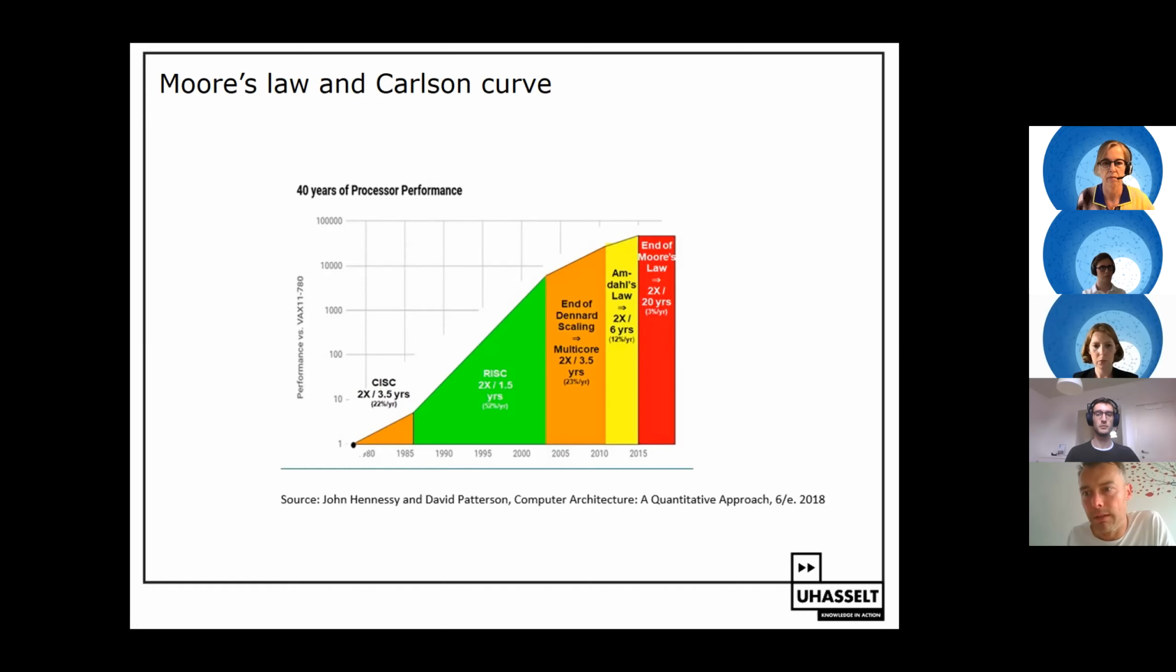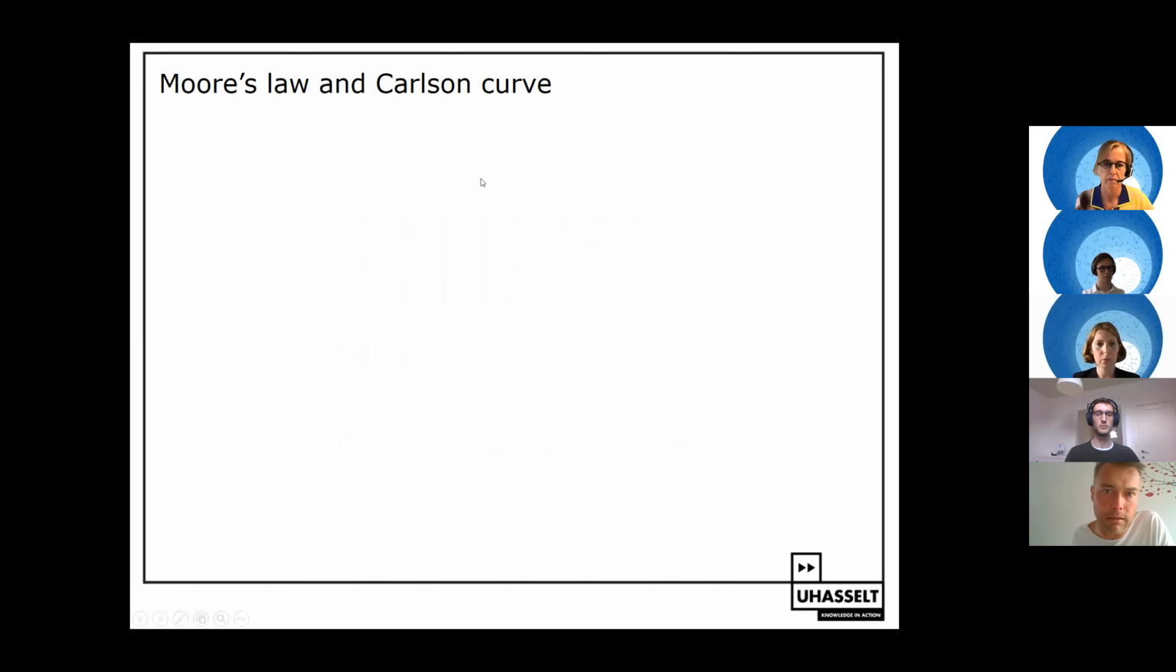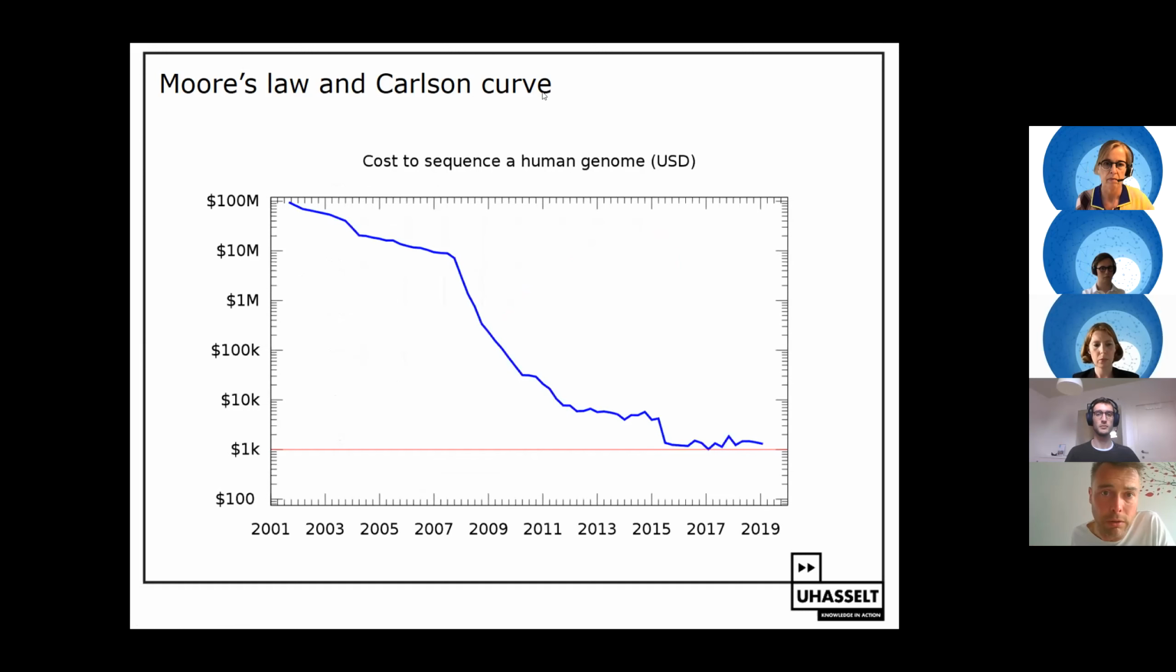On the other hand, you have Carlson's curve, which I think can also be called a law. Here you see the cost to sequence a human genome in US dollars, and from 2000 on it significantly drops, and at this point it even outperforms Moore's law. So I expect the cost to sequence genomes will even drop further. And if it doesn't drop, it is also a scalable thing.